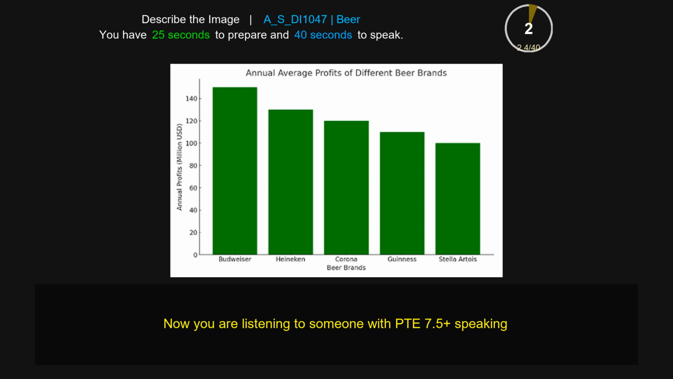The following bar chart gives information about annual average profits of different beer brands, and it shows the relation between beer brands and annual profits. There are a lot of different items such as Heineken, Corona, and Stella. According to the graph, the highest value was for Budweiser and it was about 150, followed by Heineken and it was about 130, whereas the lowest value was for Stella and it was about 100. There are a lot of different colors such as red, black, and white. In conclusion, the graph was very informative.